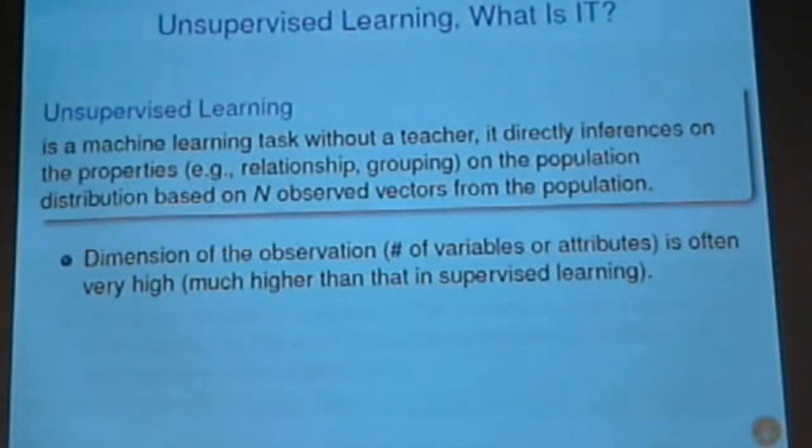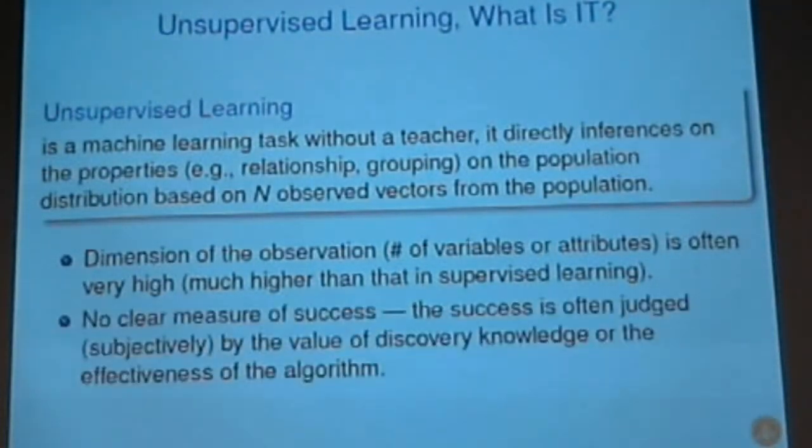So the number of variables or attributes is often very high, and usually it's much higher than the number of observations. And there's no clear measure of success because this is unsupervised, no teacher, so you do not know the real answers to that, right?